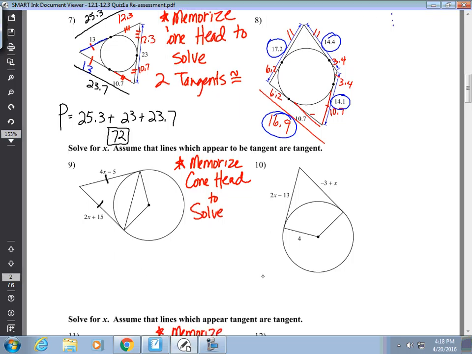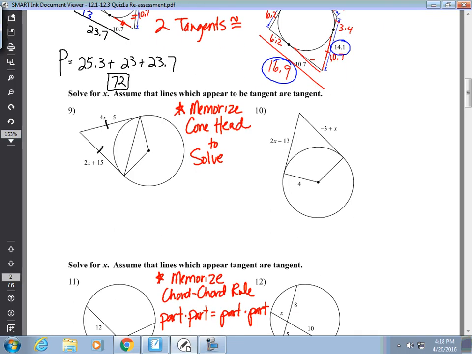So use that. Here was conehead. Understand that, yes, this is a radius, but we're not going to use it. So if that's 5, it's 5. That's wonderful. But we're just going to use the tangents, which means the 2x plus 15 is equal to 4x minus 5. Subtract your 2 x's.